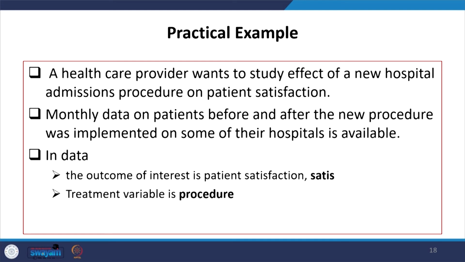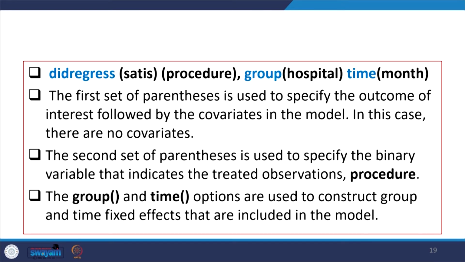A practical example we are citing here; some results will also be shown and their interpretation explained. A healthcare provider wants to study the effect of a new hospital admissions procedure on patient satisfaction. They have collected monthly data on patients before and after the new procedure was implemented in some of their hospitals. In the data, the outcome of interest is obviously patient satisfaction, which we write as SATIS as the variable name, whereas the treatment variable is called procedure.